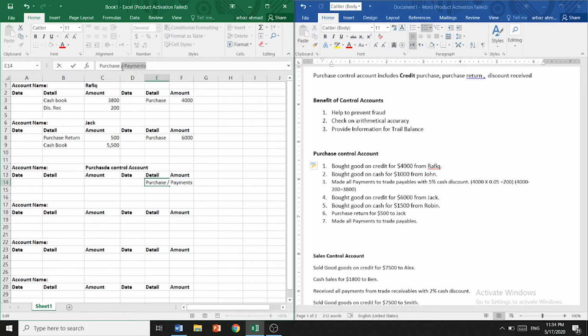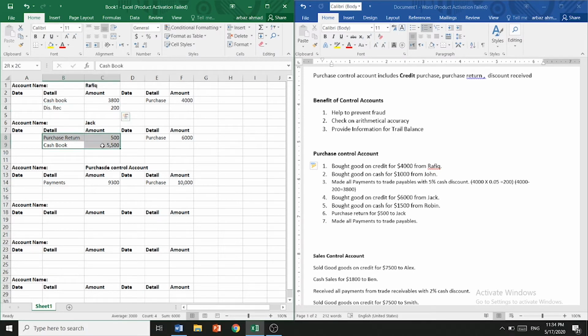Maybe we can classify payments for cash flow more specifically. So we have purchase here. In this case we have 4,000 and 6,000. We have 10,000, and then we have payments, and that will be 3,800 and 5,500. Give me a second, let me calculate that. 5,500 plus 3,800 will be 9,300. So 9,300 we have payments, and then no date in this case, and then we have discount received.